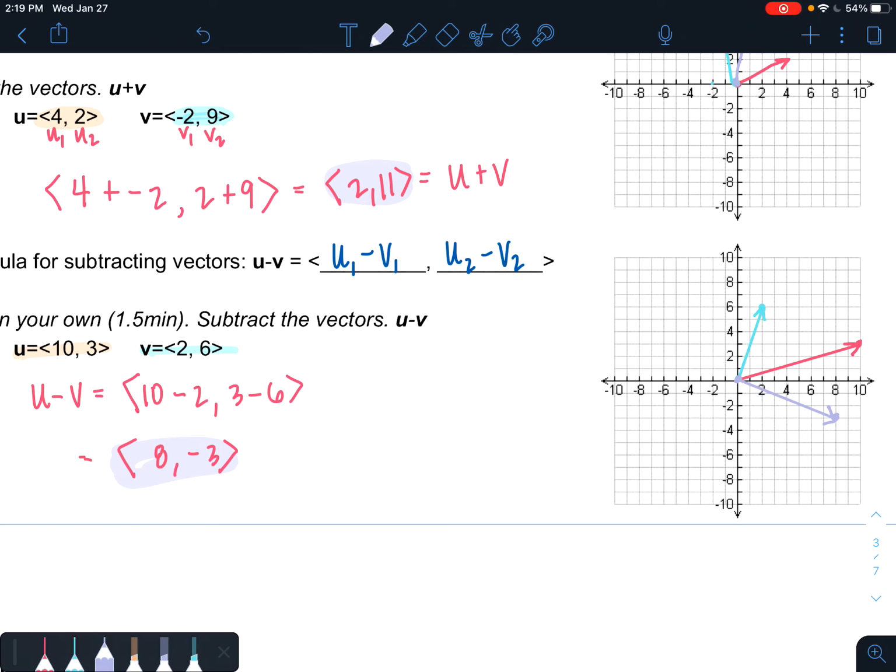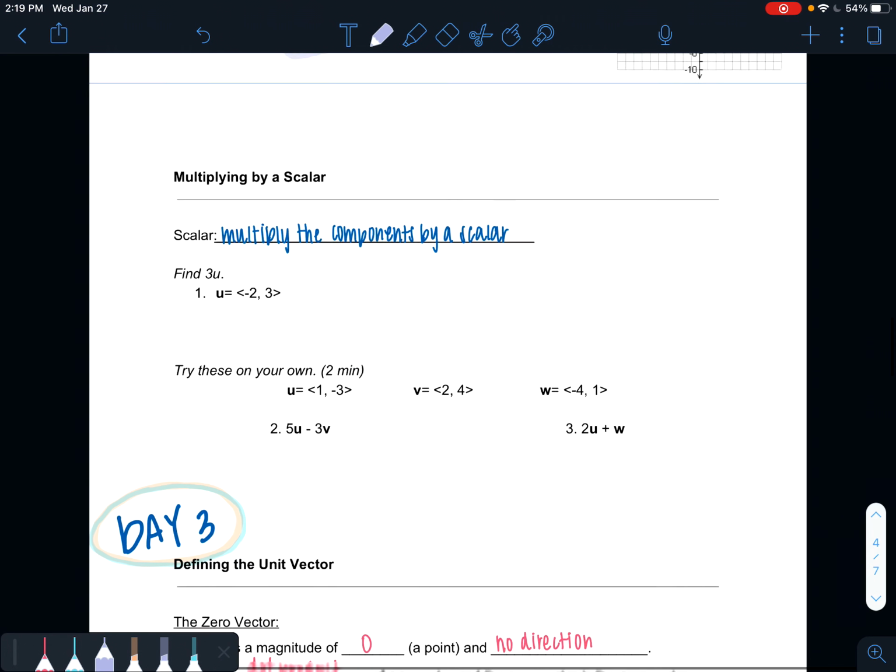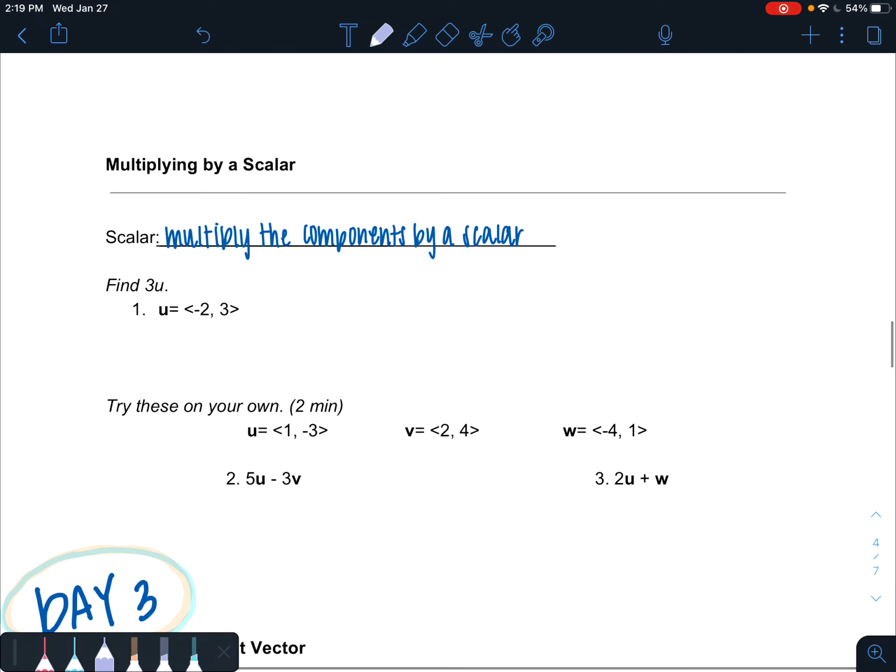There's that vector. So that one kind of shoots off in a different direction. It's not between here, it's off to the side, but that is because of that subtraction there. Okay, so kind of a neat visualization there. All right, and then let's talk about multiplying by a scalar, and we're done for today.